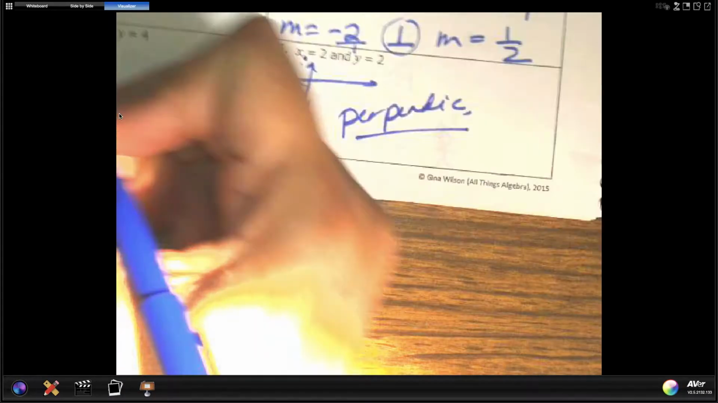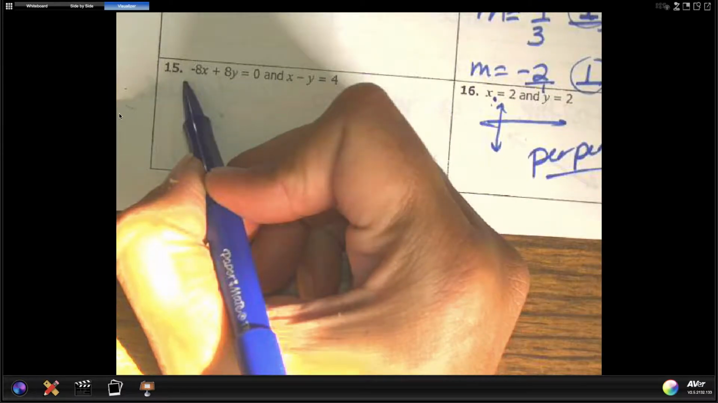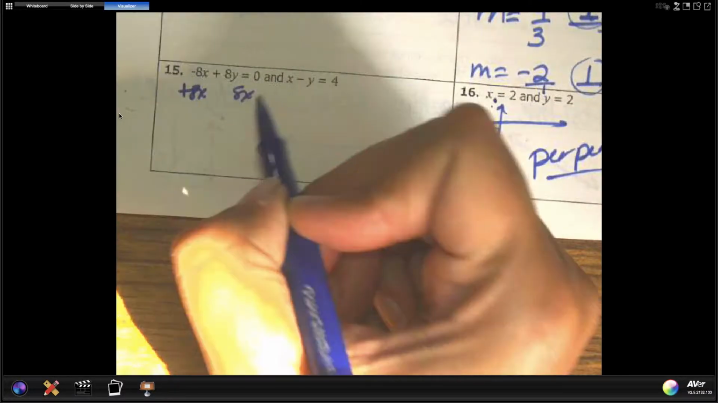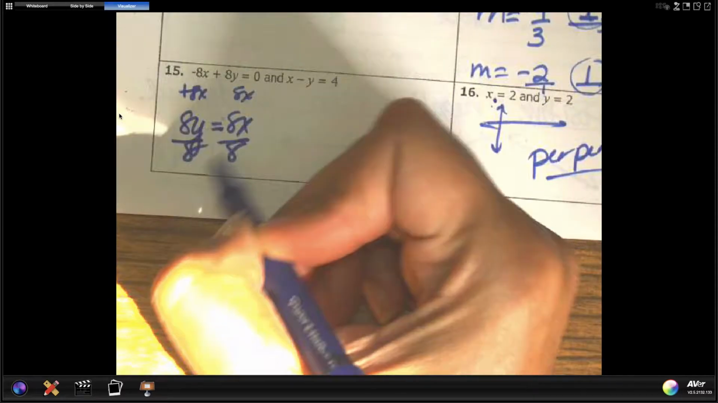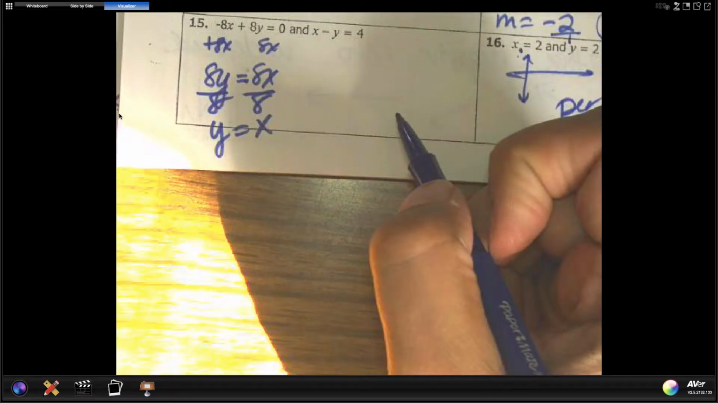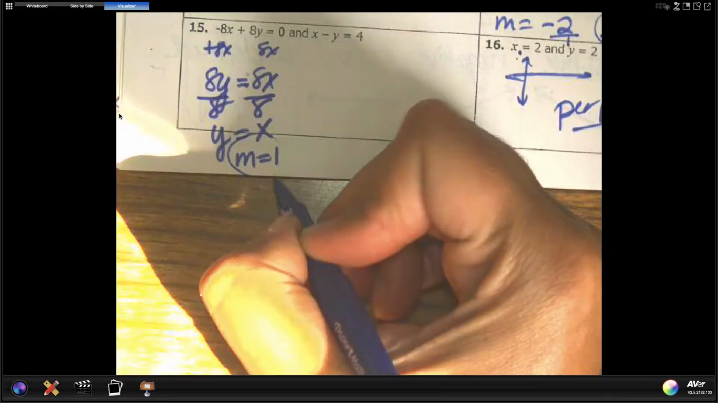All right, so number 15, let's look at these two equations. If I was to solve for y here, I'd go ahead and add 8x to both sides. I have 8y equals 8x, divided by 8, y equals x. My coefficient of x here is 1, so therefore my slope is 1.